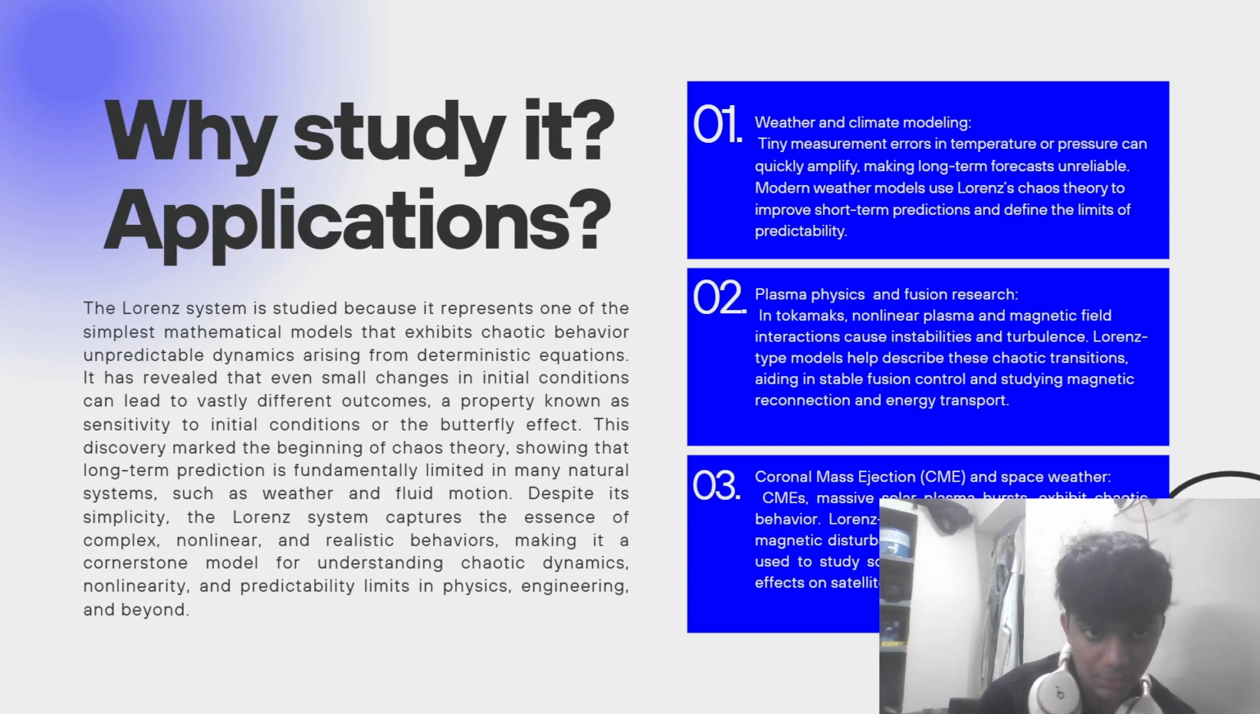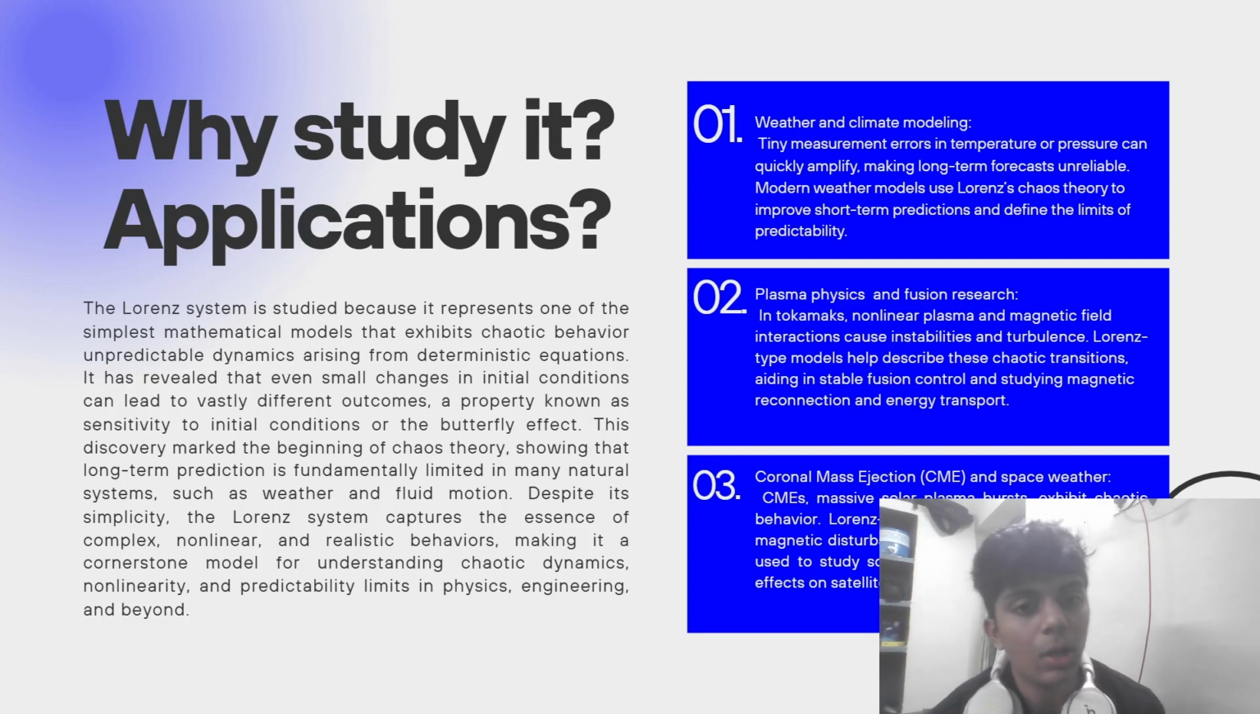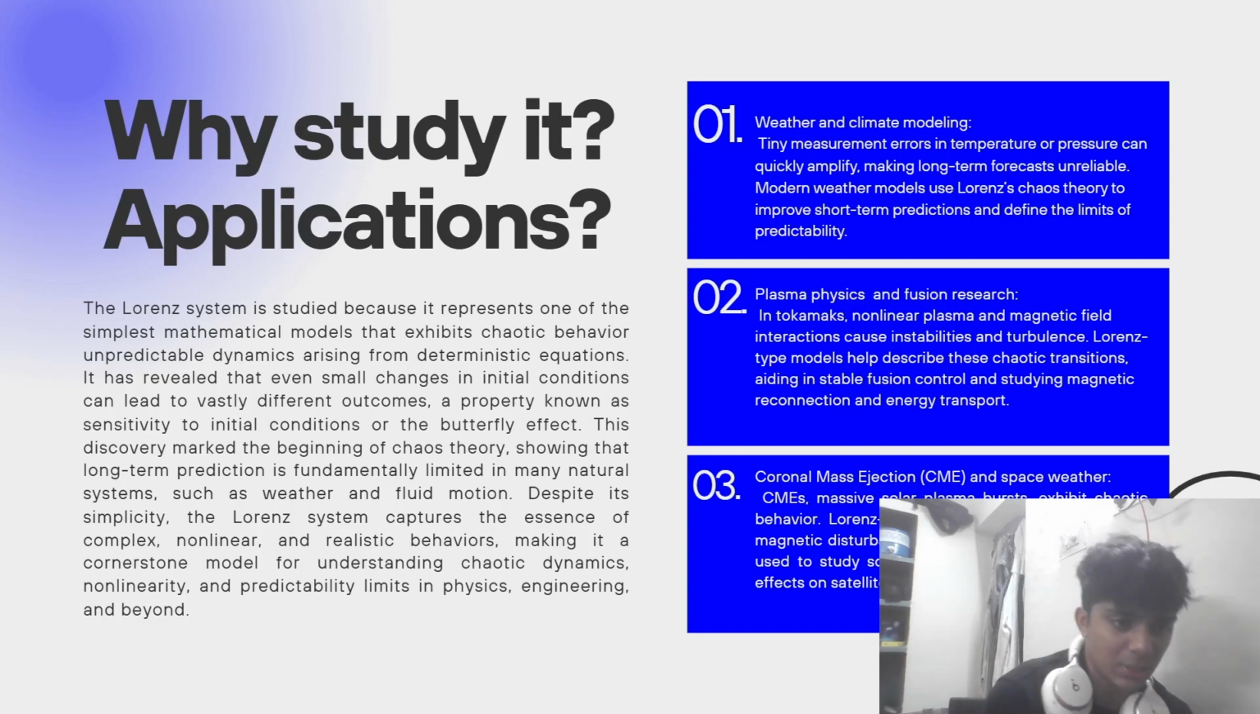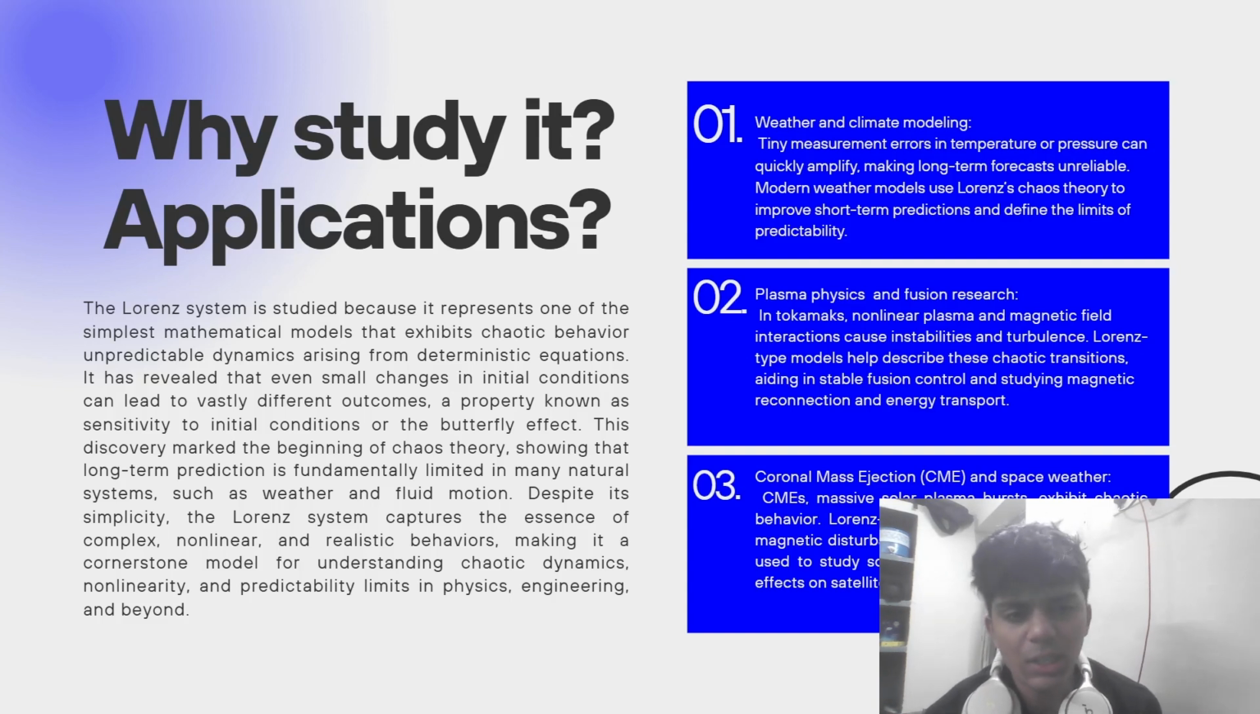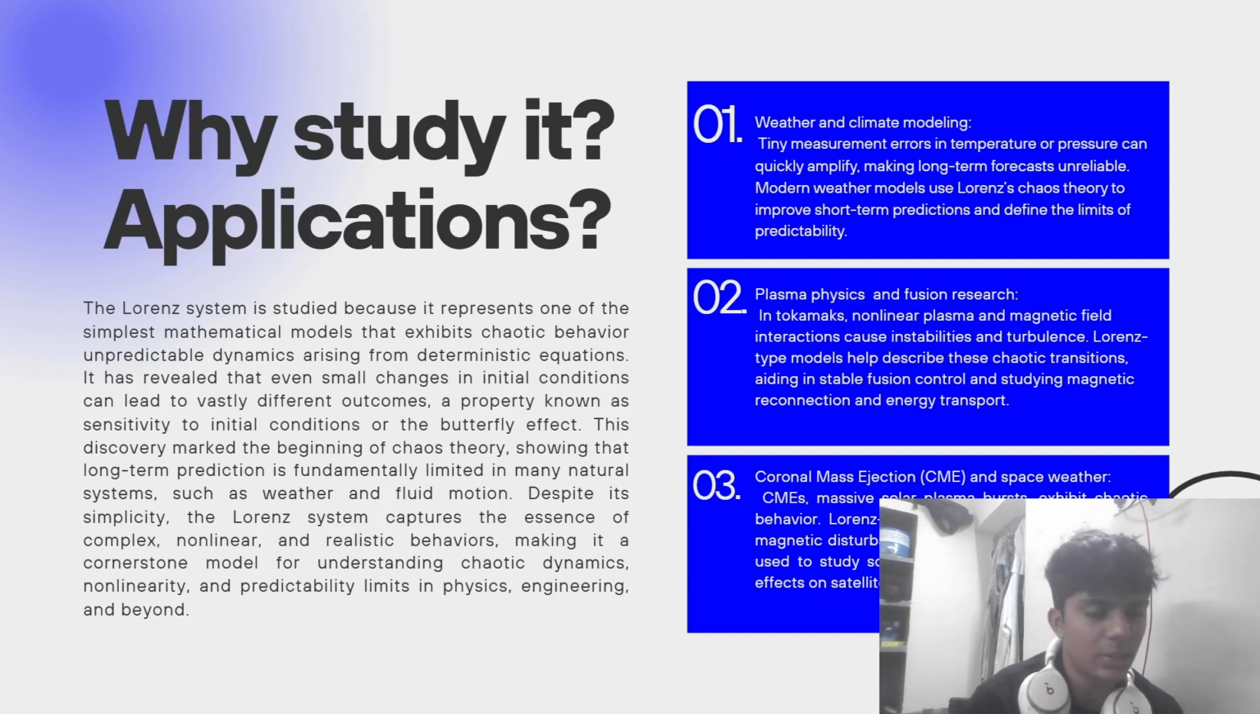The other application is plasma physics and fusion research. In Tokamak instruments, nonlinear plasma and magnetic field interaction cause instabilities and turbulence. Lorenz-type models help describe these chaotic transitions, aiding in stable fusion control and studying magnetic reconnection and energy transfer. The other application is in coronal mass ejection and space weather. Coronal mass ejections, massive solar plasma bursts, exhibit chaotic behavior. So Lorenz-like models can help in predicting its nature, analyzing and studying how that works and why these effects are seen.